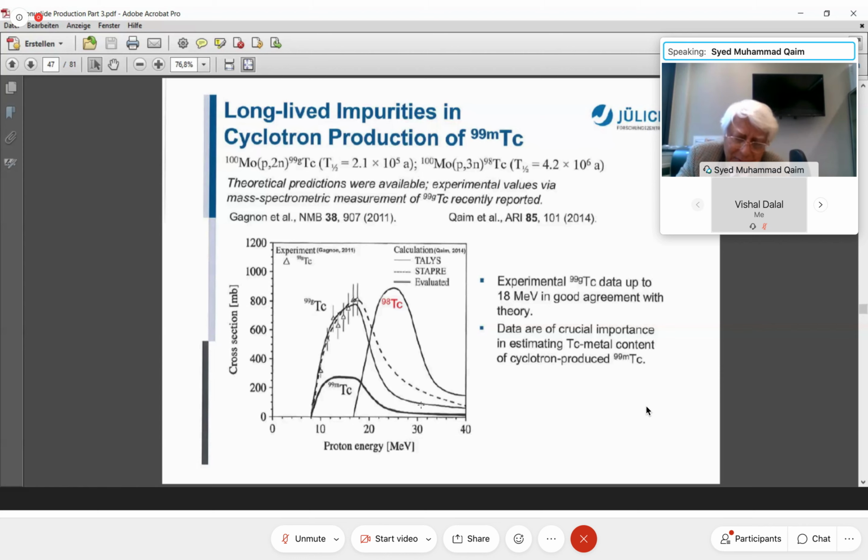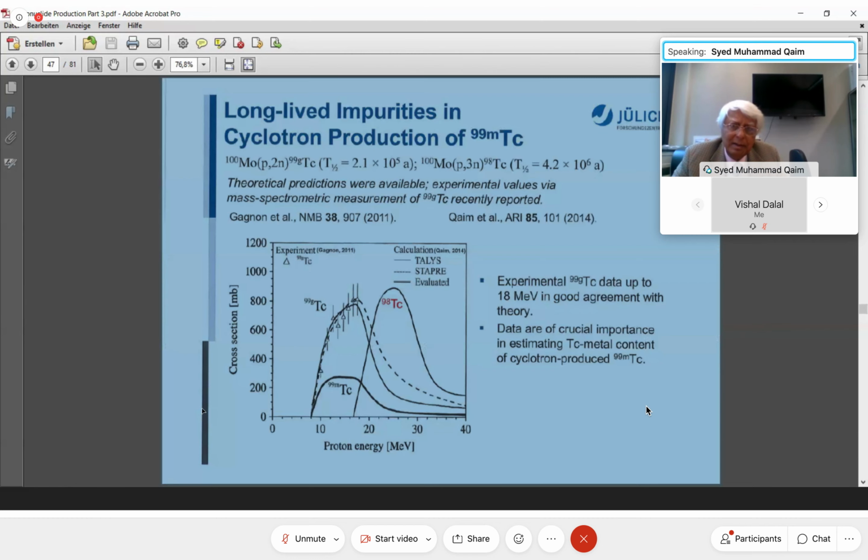If molybdenum-99 decays to technetium-99m, there is no impurity, except that this technetium-99m decays to technetium-99g. It is a very long-lived isotope, with a 200,000 year half-life, technetium-99g. And that is disturbing.